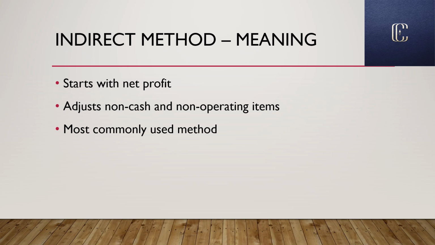This is the heart of the indirect method. We should adjust non-cash and non-operating items. We adjust the profit for non-cash items. These affect profit but not cash, like depreciation, provisions for doubtful debts. These are added back because no cash went out.